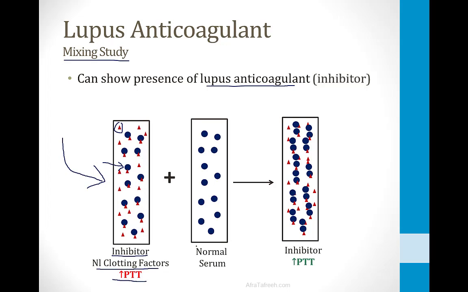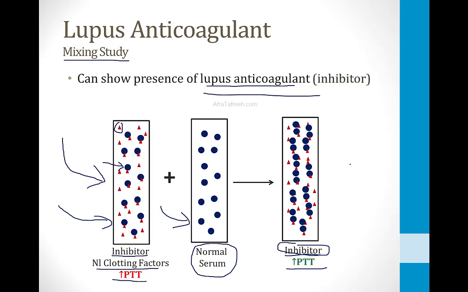If you mix this sample with normal serum as part of a mixing study, you will get a mixture that still contains the inhibitor. This means that all the clotting factors, the ones that were present in the initial sample plus the ones from the normal serum, will all be inhibited by the lupus anticoagulant, and the PTT will remain prolonged. That's the result you get from a mixing study in a patient who has the lupus anticoagulant.